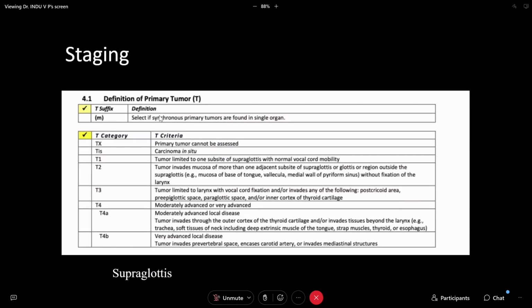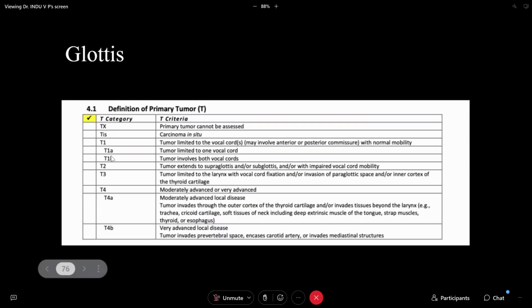So coming briefly to the staging, Tis is carcinoma in situ. Coming to the supraglottis lesion, T1 is a tumor limited to one subsite of the supraglottis with normal vocal cord mobility. T2 is a tumor which invades the mucosa of more than one adjacent subsite of the supraglottis or glottis, or a region outside the supraglottis, that can be the mucosa of the base of tongue, vallecula, or medial wall of the piriform sinus, without fixation of the larynx. We will be mainly dealing with T1 and T2 lesions. Coming to the glottis, T1 lesions are subdivided into T1a, which is limited to one vocal cord, and T1b when it involves both vocal cords, and T2 when the lesion extends into the supraglottis and/or subglottis and/or with impaired cord mobility.